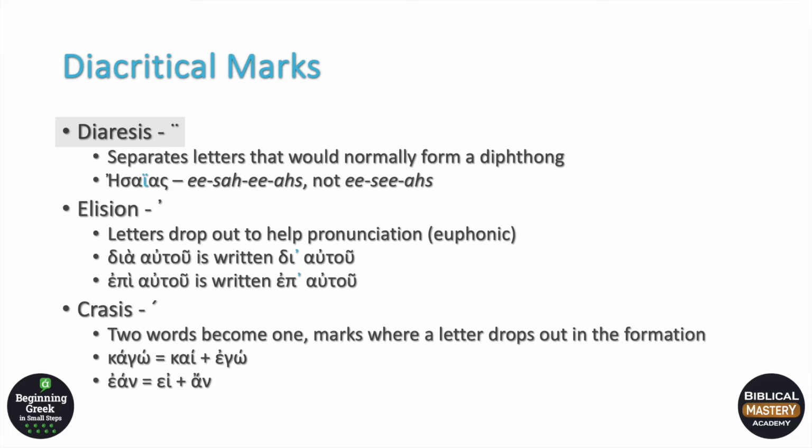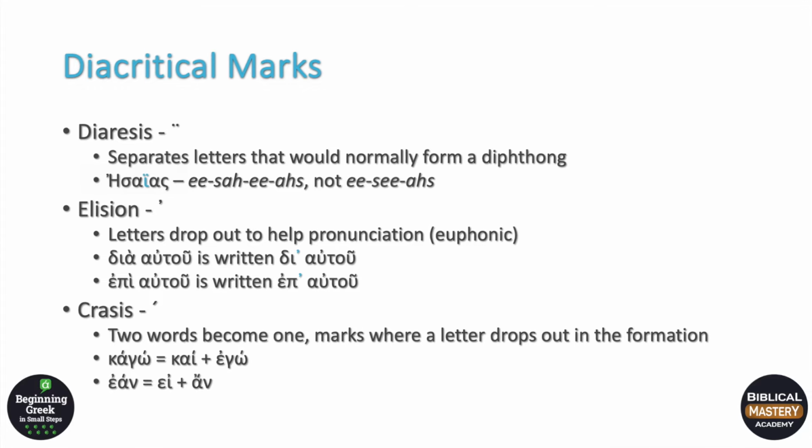Diaresis is used when we find two letters that could normally be a diphthong or a monophthong, that is two vowels together. When we find two vowels together and the author doesn't intend for us to pronounce them as a diphthong as they normally would be, then they will put a diaresis over the second letter of that diphthong to indicate that we should pronounce these two separately.